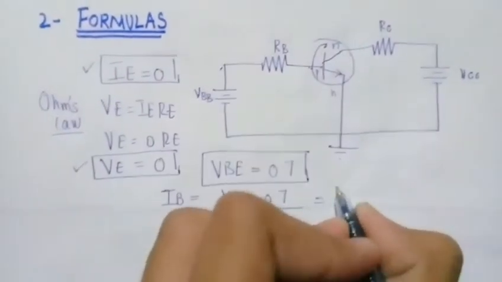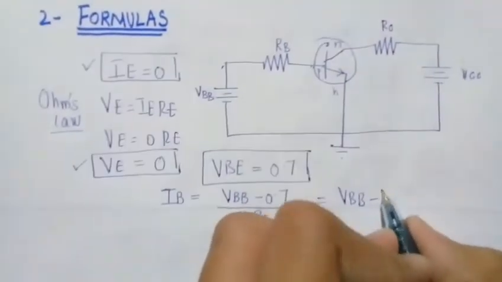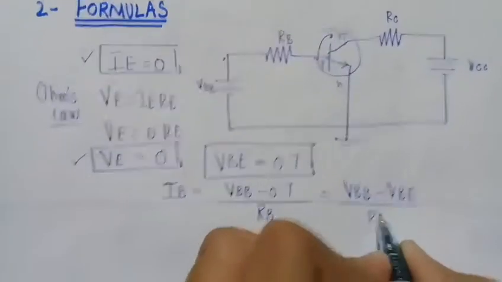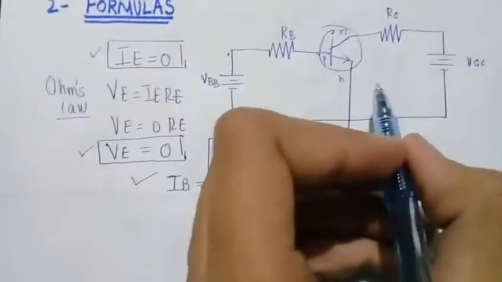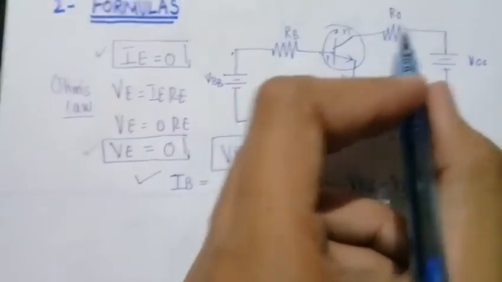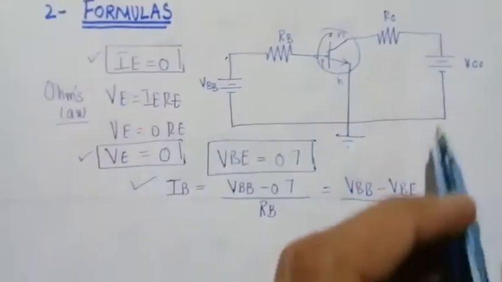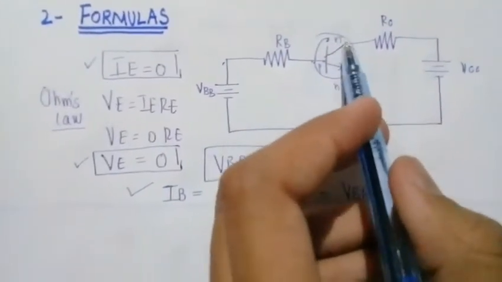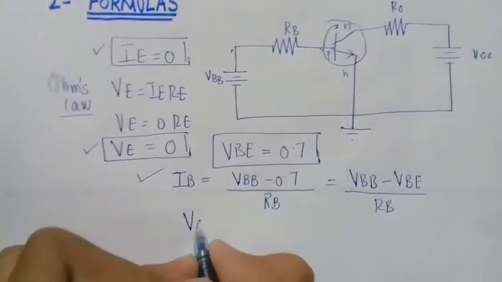and it will always equal VBB minus 0.7 volts, which is taken as VBE, the base emitter junction voltage, over RB. This will be the base current formula. And here from the output loop you will find the voltage VC, the collector voltage, and there is a battery present which will drop over this junction. So this junction will be equal to the collector emitter junction.